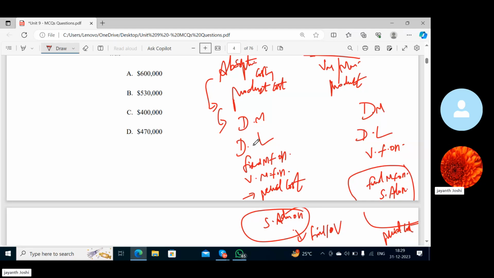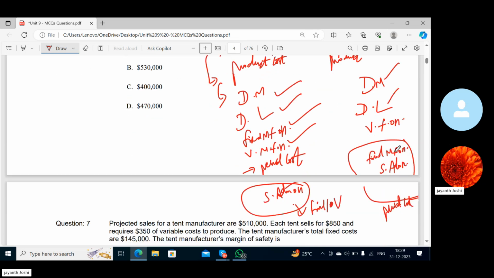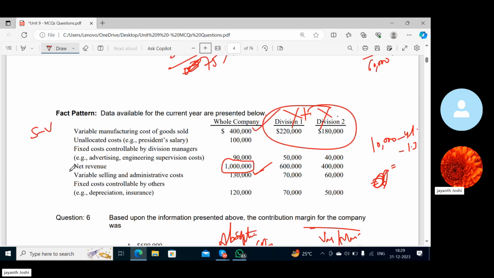Product cost is what I've mentioned here: direct material, direct labor, fixed manufacturing overheads, variable manufacturing overheads. Rest all are period cost. Here, direct material and direct labor are only variable, but all fixed nature costs are period cost, right? Why I'm mentioning this is, here they have given some information regarding variable selling and administrative overheads. Are you seeing this?